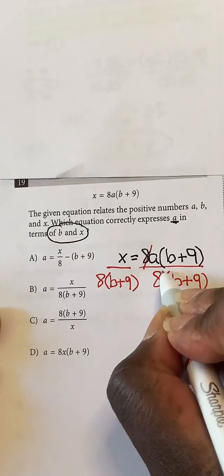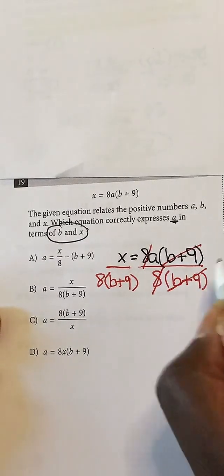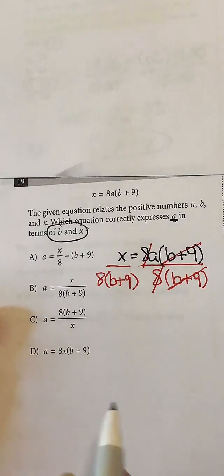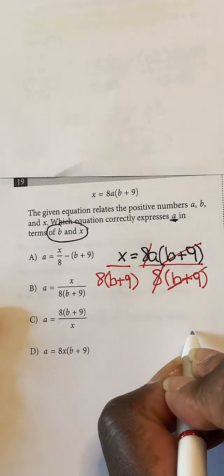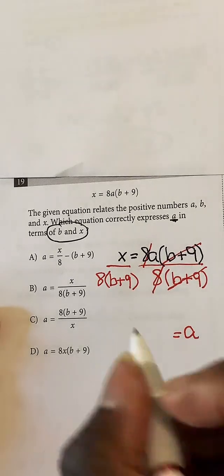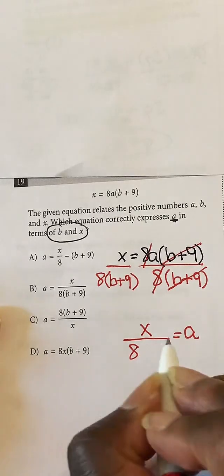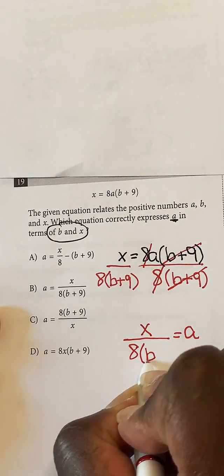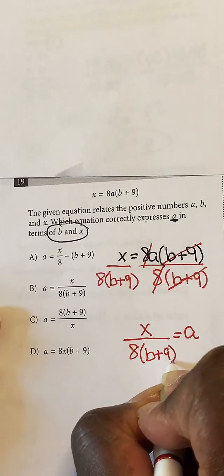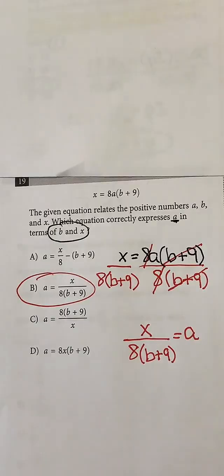So the 8s will cancel out to give me 1. My b plus 9s will cancel out to give me 1. And what's going to be left is your a. And then what's left on this left-hand side is x over 8 times b plus 9. And your answer choice is going to be B.